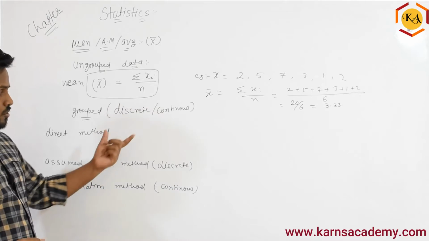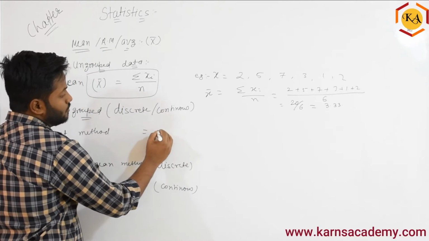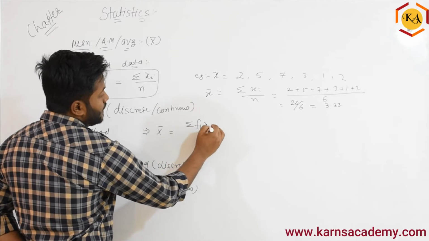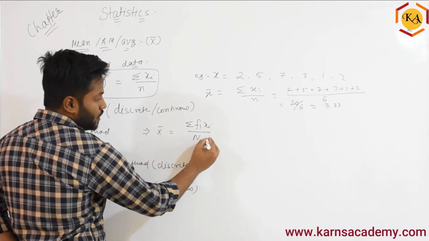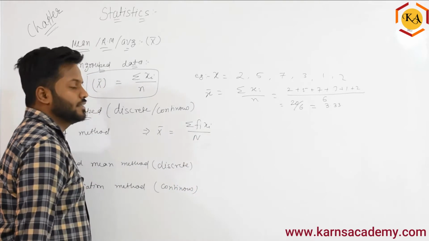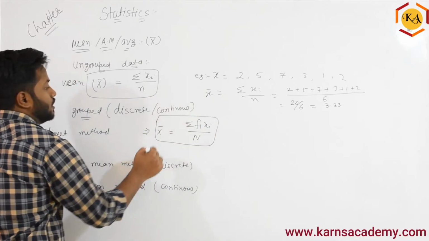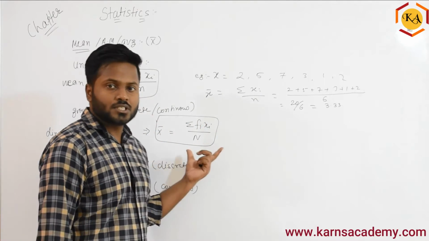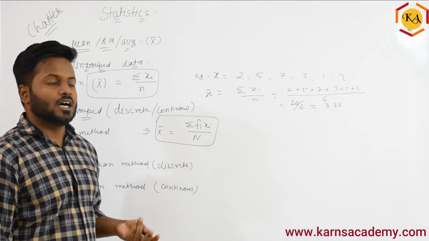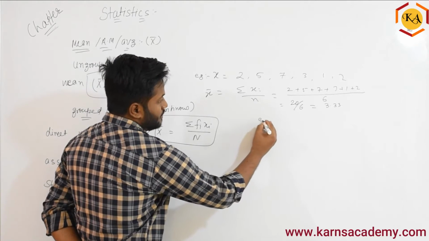So let's talk about one by one what exactly the formula says. For the direct method, your mean equals summation fi xi by capital N, or you can write summation f. Let me just write capital N, right? So this will be your direct method formula. First, let's solve one question using the direct method, and then we will move further and see how exactly it is working, right? So let's take one example.